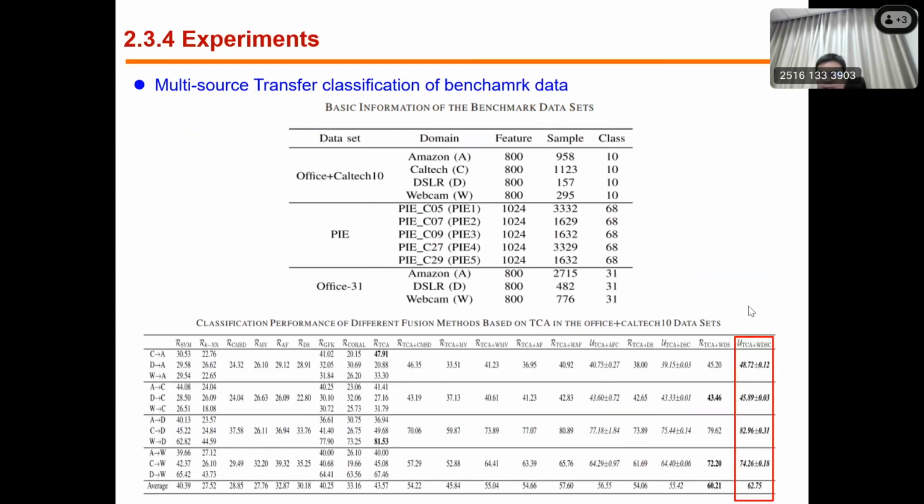Okay, so we can see our method can efficiently improve the classifying result, improve it a lot. The accuracy can be significantly improved, of course, at the price of an increased computation burden.